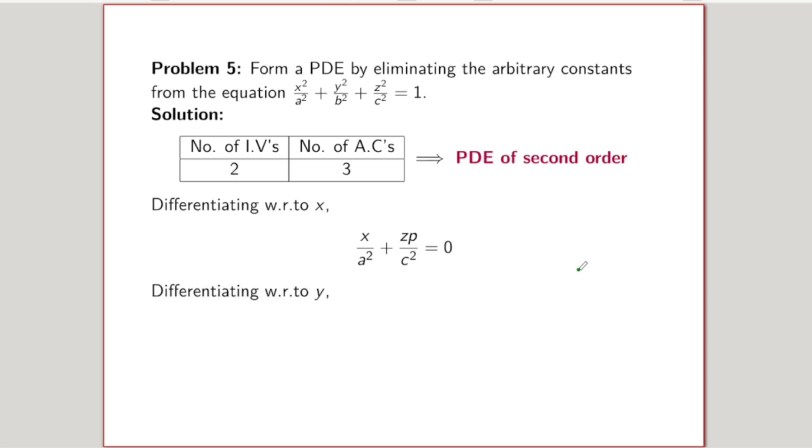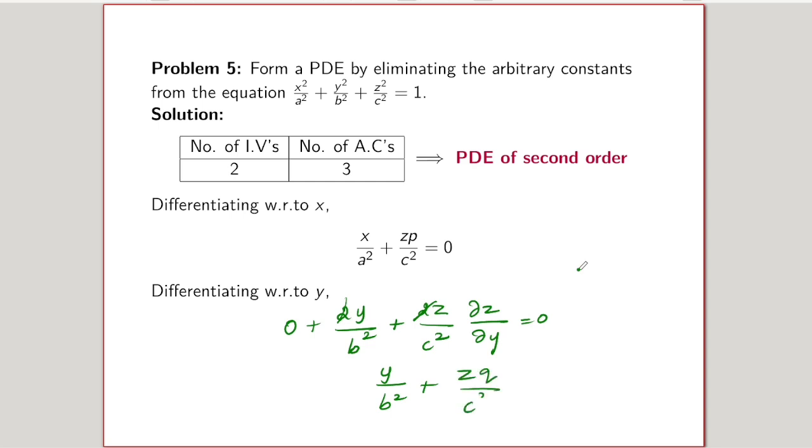Similarly, differentiating with respect to y, the first term is 0, the second term will give 2y divided by b squared, and the third term is 2z divided by c squared into dou z divided by dou y. This is equal to 0. So cancelling this 2, we'll be getting y by b squared plus zq divided by c squared. This is equal to 0.